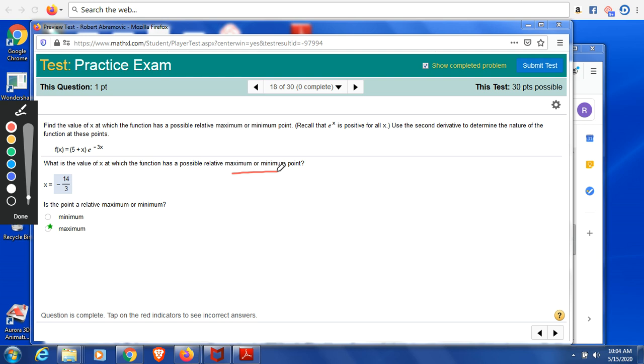And the critical numbers, as we saw, are where functions have potential local max, equivalently relative max, or relative mins. To determine whether or not this is a relative max or min, we are asked to use the second derivative test. Now, what do we find? We found that f prime is equal to negative 14 minus 3x times e to the minus 3x.